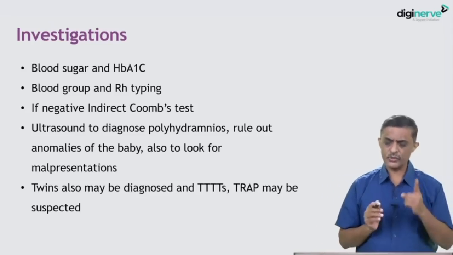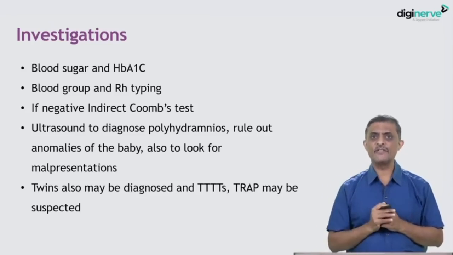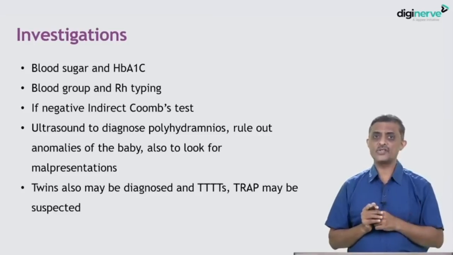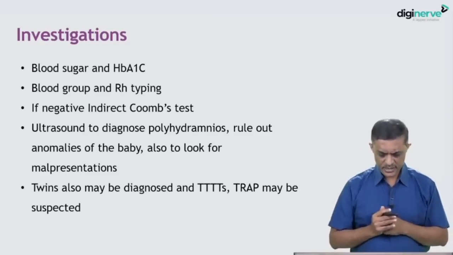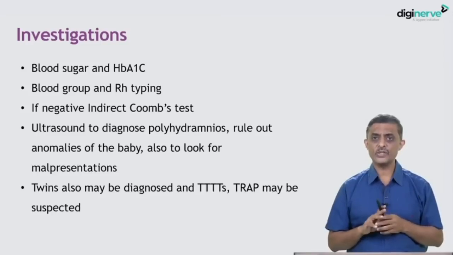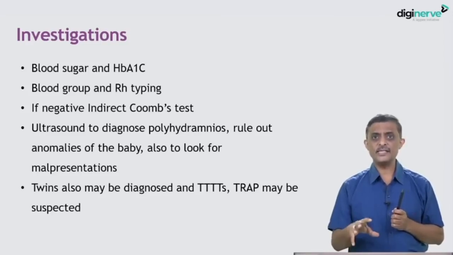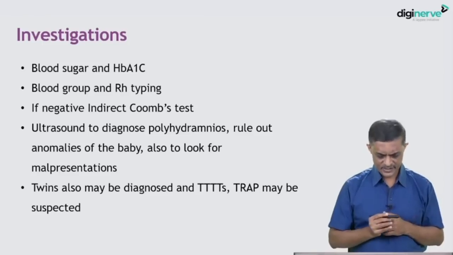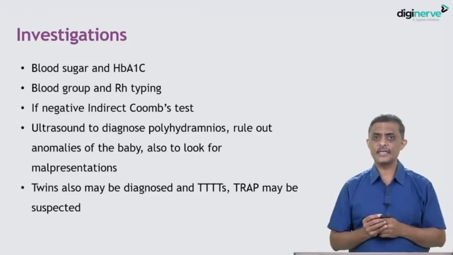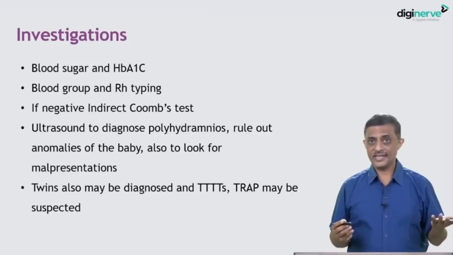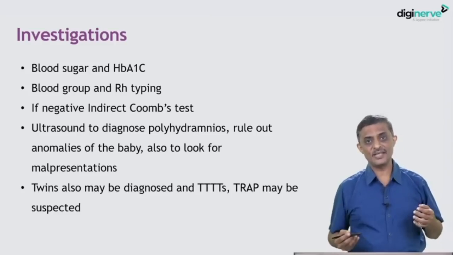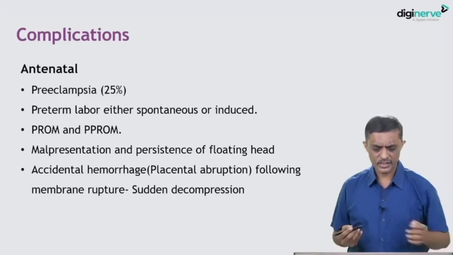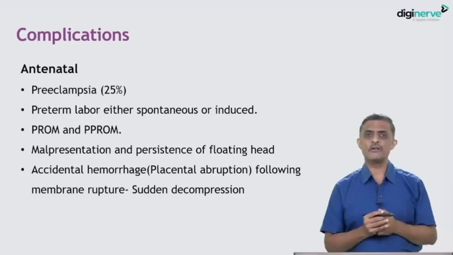You need to look for blood sugar and HbA1c, because diabetes is one of the very important causes. Blood grouping and Rh typing, and if it is Rh negative, immediately go for ICT, indirect Coombs test. Ultrasound examination, of course, to confirm the diagnosis, and also to pick up any anomalies in the baby or problems in the placenta, right? And of course, it confirms the diagnosis of malpresentation. And again, it's very important for you to tell about the viability of the baby. Many times you may not be able to hear the FHS properly, and it may pick up twin pregnancy and abnormalities associated with twins. So what are the complications of polyhydramnios?